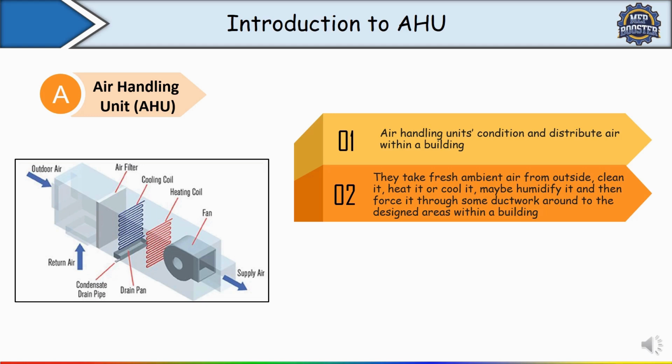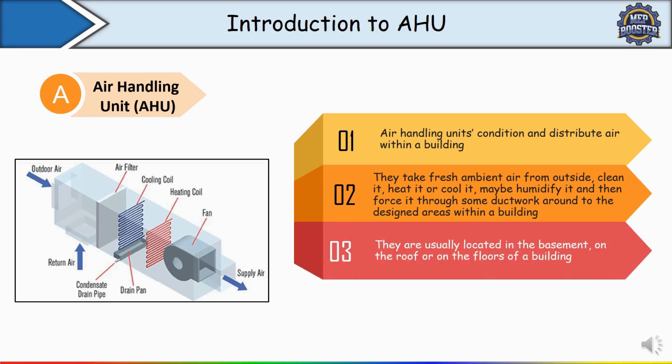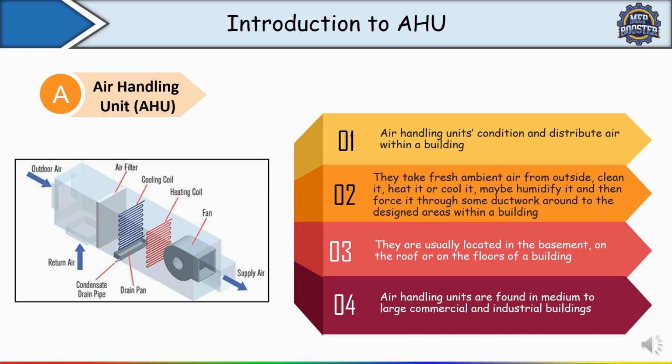So this system ensures what? Employees work in a comfortable, well ventilated, temperature controlled environment. So this is our main target. This is the main purpose of AHU. Now in the next point it is written, they are usually located in the basement or the roof or on the floor of a building. Air handling units are found in medium to large commercial and industrial buildings.